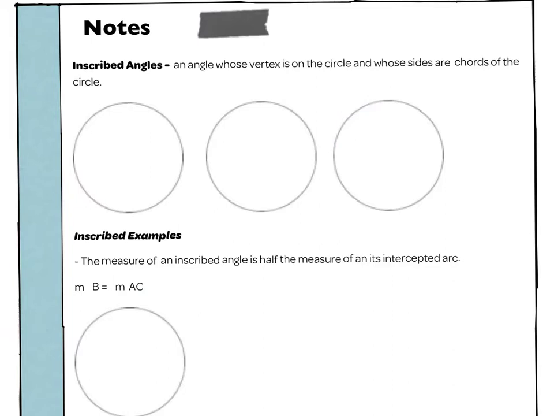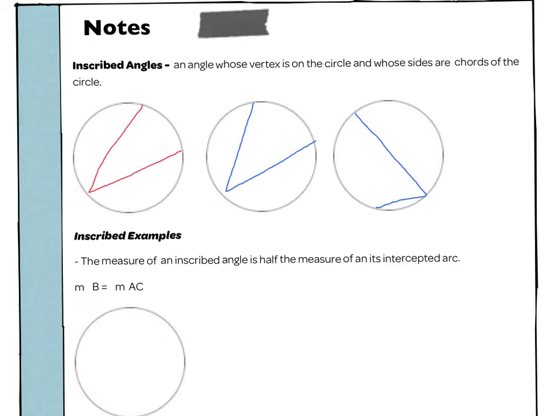All right, so next we want to look at inscribed angles. Inscribed angles are angles whose vertex is on the circle, whose sides are the chords of the circle. So let's draw a few of these. You need 3 circles. We're going to draw 3 different types. So there's our first one. We've got a vertex on the circle, and we've got 2 sides that are chords. So let's just try and draw 2 more.